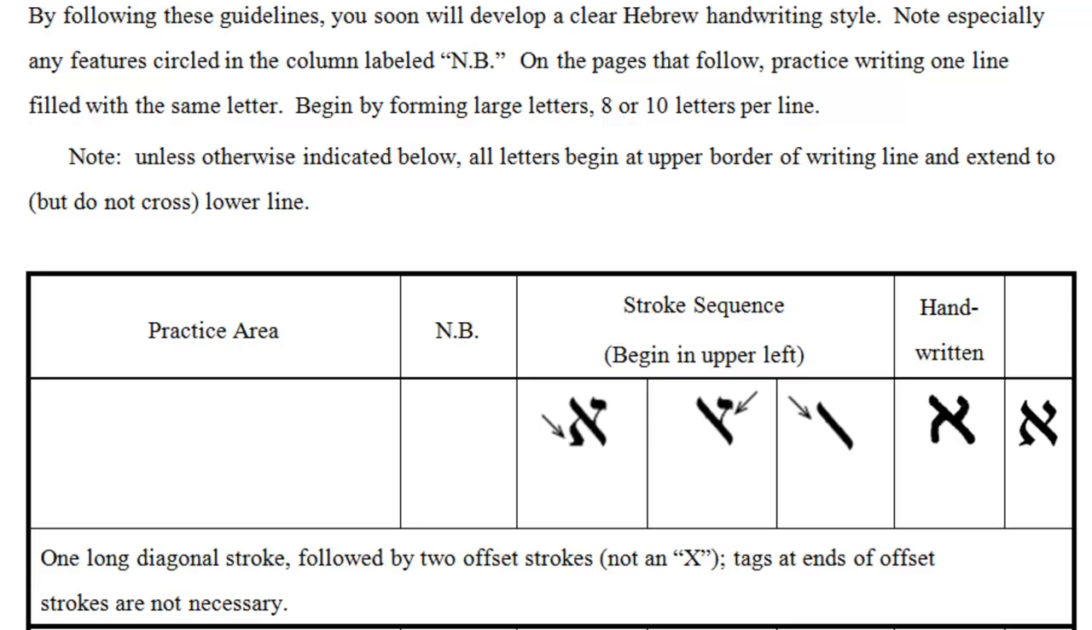It's best to not use an X symbol, although it's tempting to simplify the letter Aleph with an X. Rather, use these 3 steps, and you will produce a more legible representation of the Aleph letter. The small tags at the end of the offset hooks are not needed, as you can see in the handwritten version. You can produce these side wings rather simply.